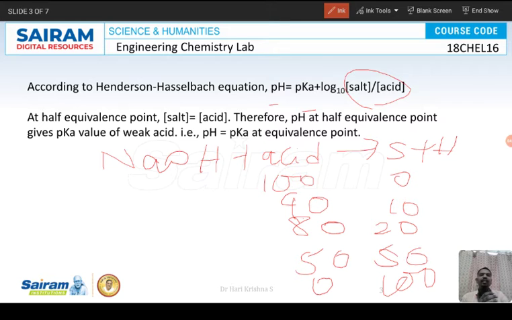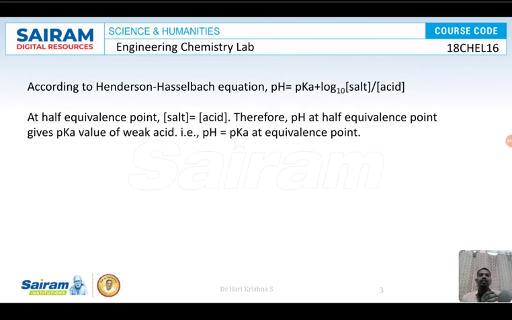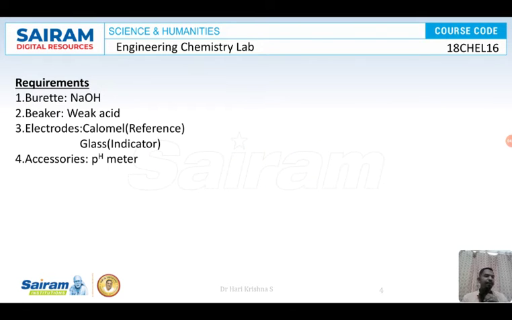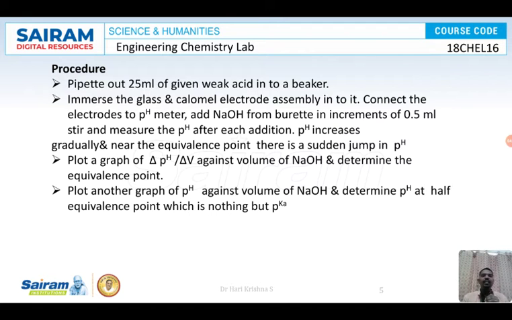Okay, so now let us see how to perform the experiment. In a beaker we are going to take the weak acid, with NaOH in the burette. Dip the combined calomel glass electrode into the solution, and add NaOH in increments of 0.5 ml. For every addition we are going to measure the pH. The pH will increase slowly, and near the end point there will be a sudden jump in pH. Later there is a slow increase in pH again. So take 4 more readings as the pH increases.